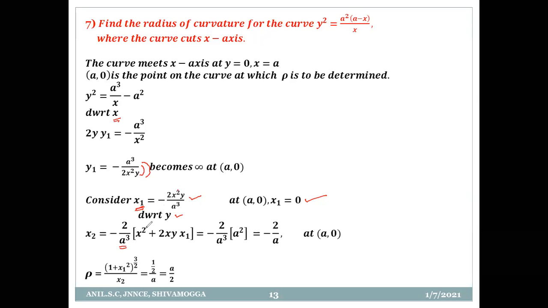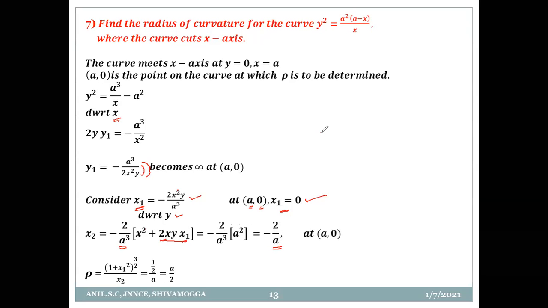x square is the first function. Keep it as this. The derivative of y with respect to y is 1, plus the derivative of x square is 2x into the derivative of x, which is x1, into y as the second function. This is equal to minus 2 divided by a cube. Put x is equal to a, y is equal to 0, and x1 is equal to 0. Since x1 is equal to 0, this entire term will be 0. x square will be a square. Therefore, this is equal to minus 2 divided by a.